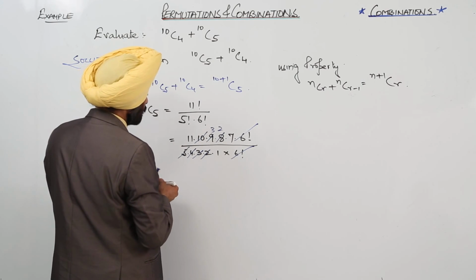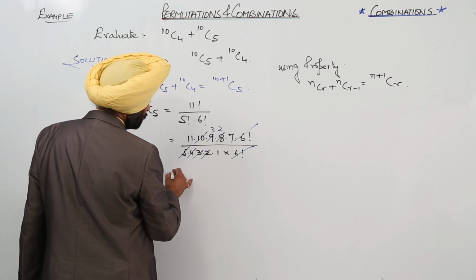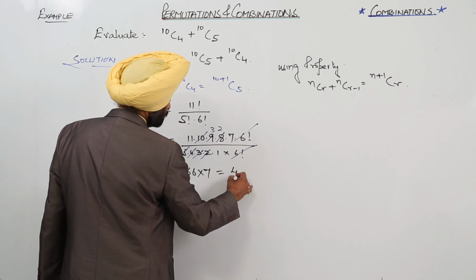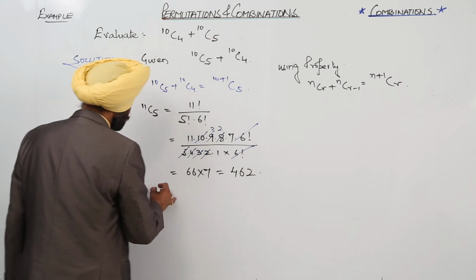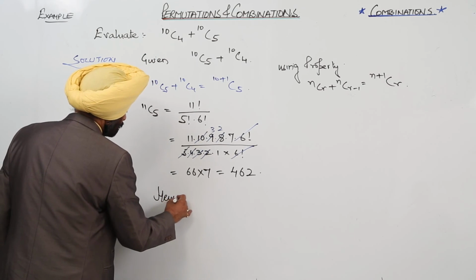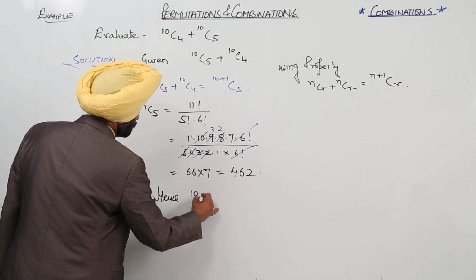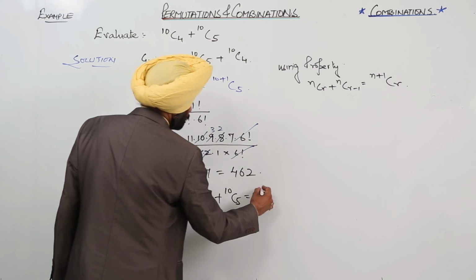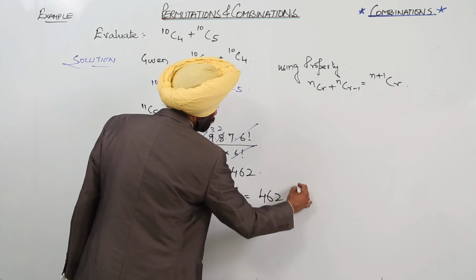So we are left with 66 times 7, that is 462. Hence 10C4 plus 10C5 is equal to 462. Answer.